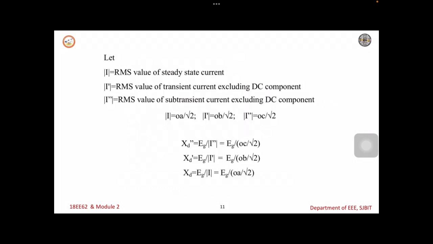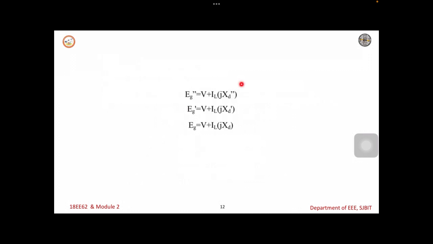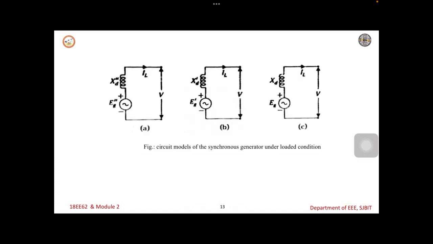So the voltage for the loaded synchronous generator, Eg double dash for the subtransient, and similarly for the transient and steady state reactances, is the terminal voltage plus the drop. Because this is a generator, the excitation voltage will be more. So this is the short circuit model of the synchronous generator under loaded condition.